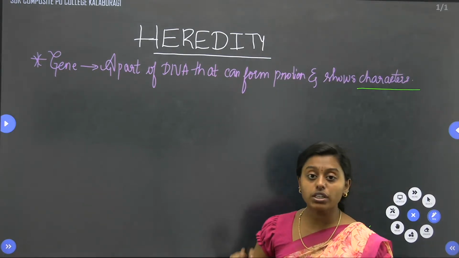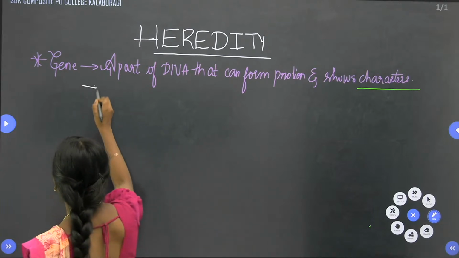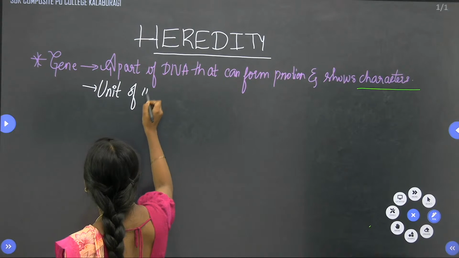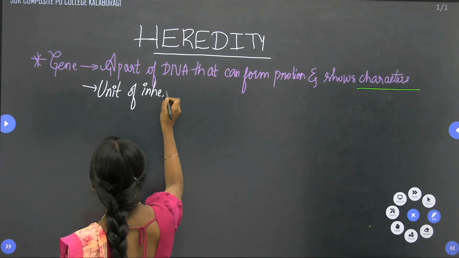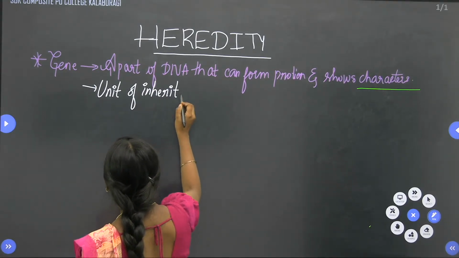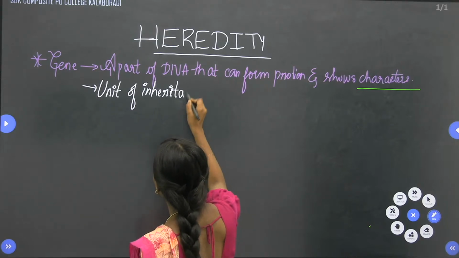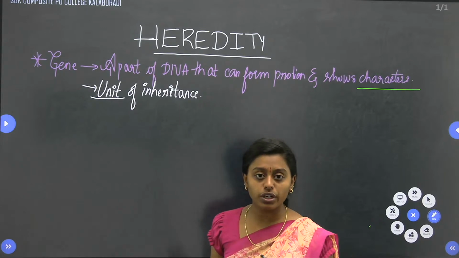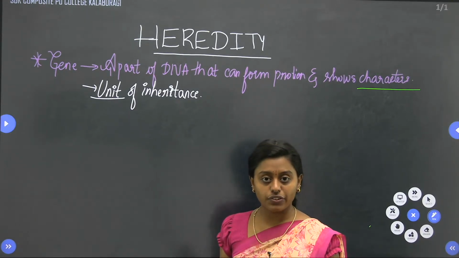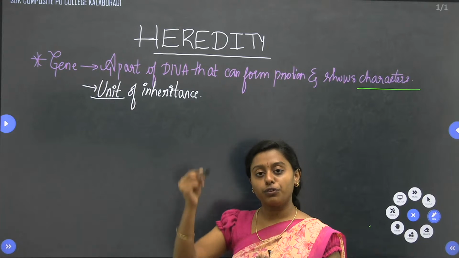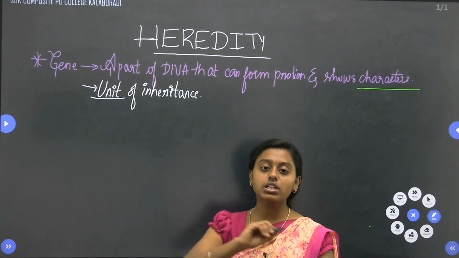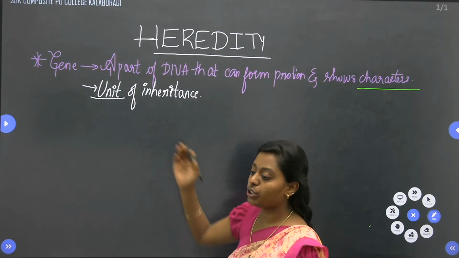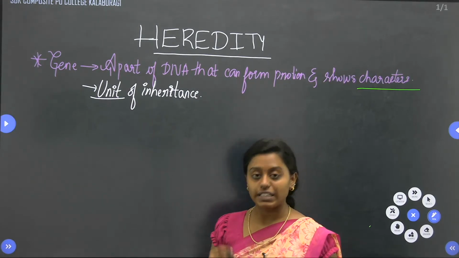So the gene is also called as unit of inheritance, because it is the basic unit which is transferring the character from parental generation to the generation of offsprings. That is why we consider gene to be the unit of inheritance.